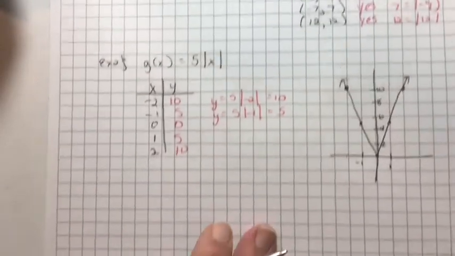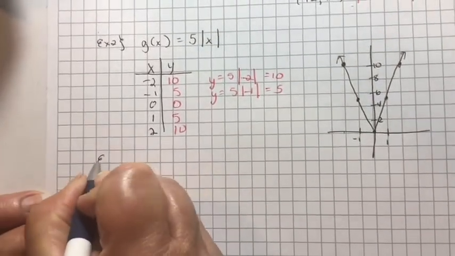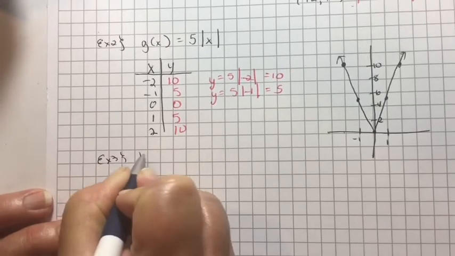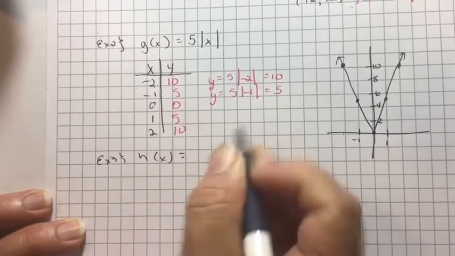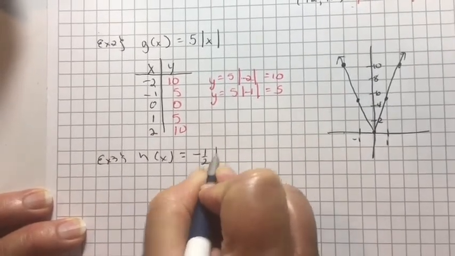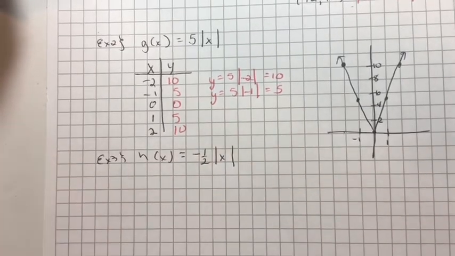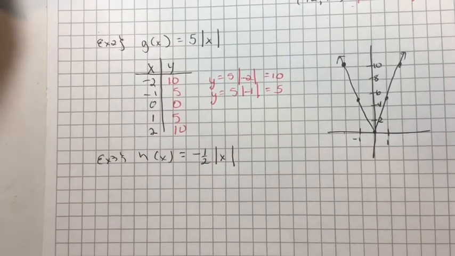All right, this next one's going to be a little bit on the strange side. We're going to have h of x equal to a -1/2 absolute value of x. Now, do you remember when we did parabolas, how that negative value affected the parabola? You're going to see it's going to be very similar, actually exactly the same, with the absolute value function.